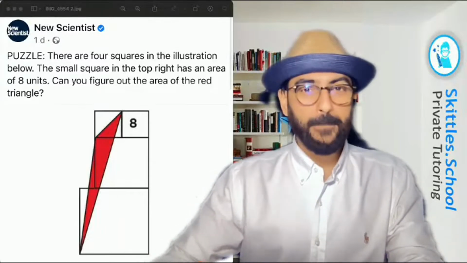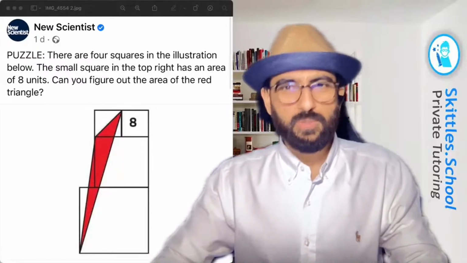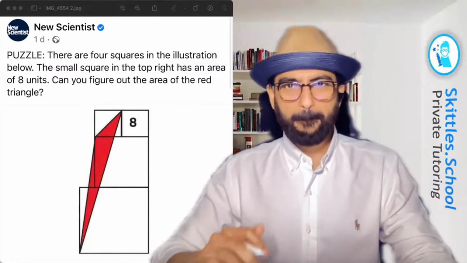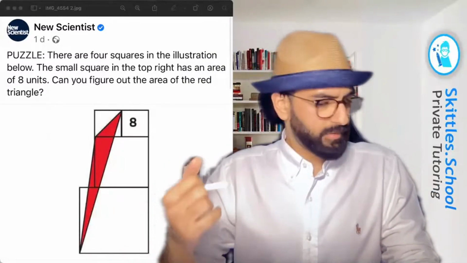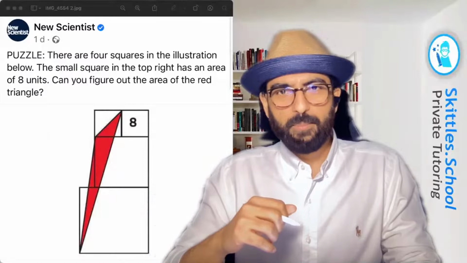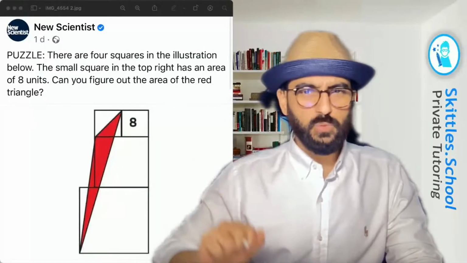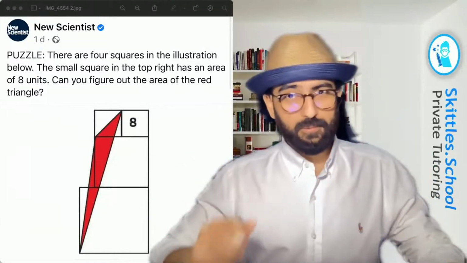And we're live. Okay, the New Scientist posted this question on Facebook. It's a puzzle, so we're going to go through it and see if we can work it out. So what does it say? We've got this shape. It's made up of 4 squares: 2 small ones, a medium one, and a large one at the bottom. We've got to work out the area of that red triangle.